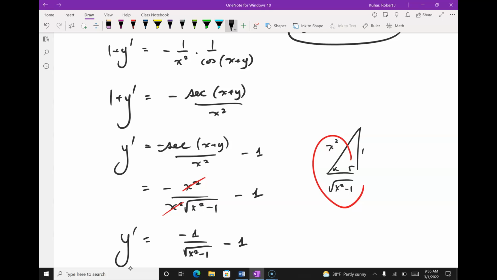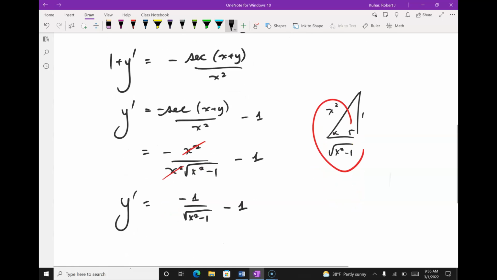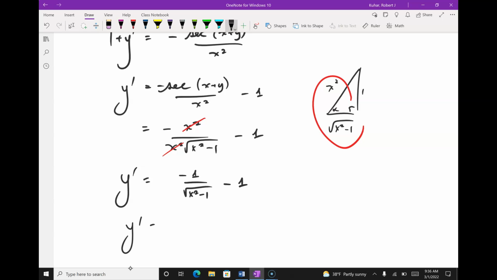And in this particular case, simplifying doesn't do much for me, but I'm still going to do it to err on the side of, oh, Robert says if I have more than one fraction, I want a single fraction, right? So I just get an LCD here, and I get minus 1 minus square root of x squared minus 1, all over square root of x squared minus 1.